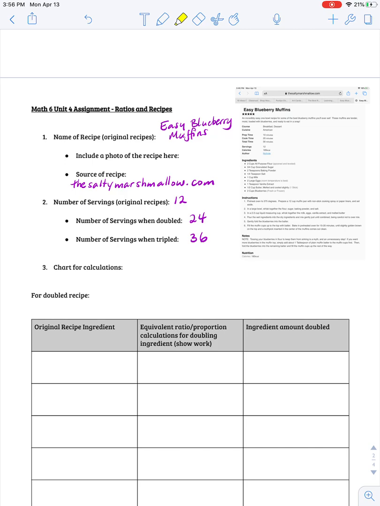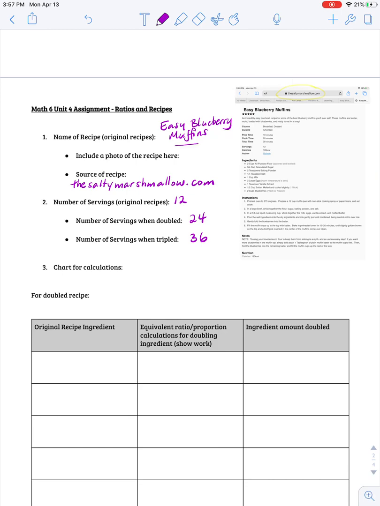So the first thing that I've done is, like I said, there's a favorite website that I've used lately. It's called thesaltymarshmallow.com. I've made some pretty delicious things off of this website, and the recipes are quite straightforward. So that's another recommendation of a website you can use. And I did actually make this recipe twice last week, and people did enjoy the muffins. So the name of the recipe, the original recipe, Easy Blueberry Muffins, right?